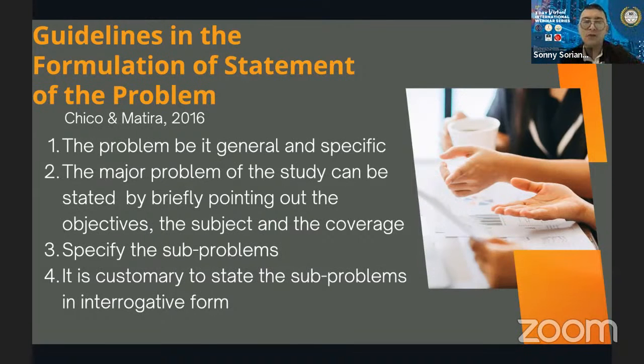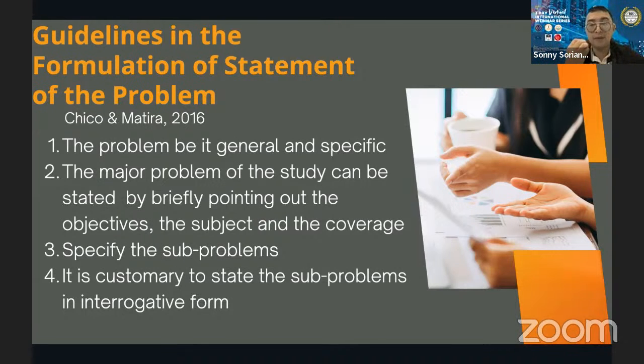According to Chico and Matira of 2016, number one, the problem should be stated in general and specific terms. That is why they say the statement of the problem is general, and then we have the specific problems. It could be 4, 3, or 5, or 6. Those are the specific problems.